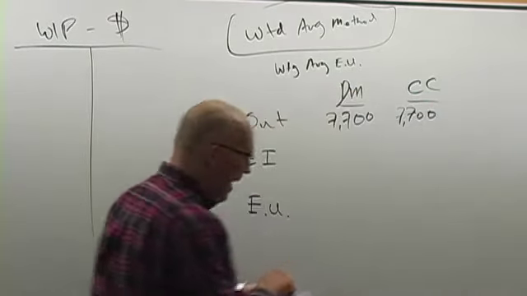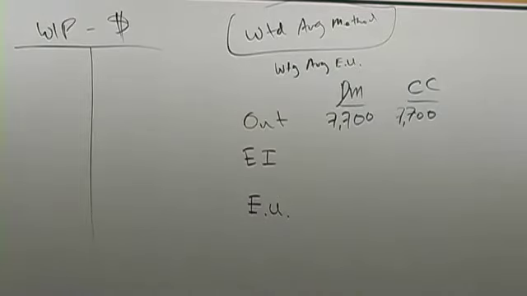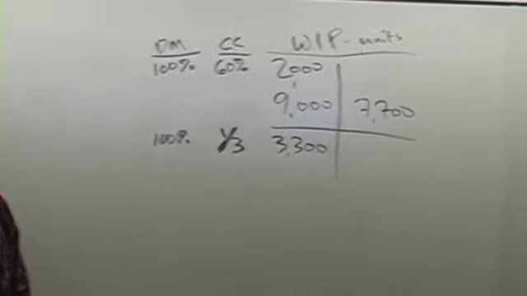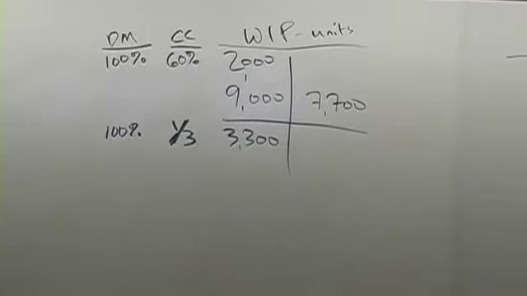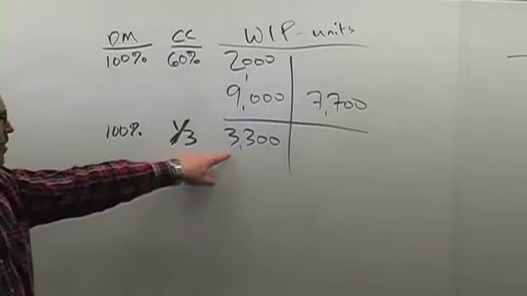Now we want ending inventory with respect to materials. What do you think? Take 3,300 times 100%. 3,300 times 100% equals? Do you need a calculator to multiply 3,300 times 100%?